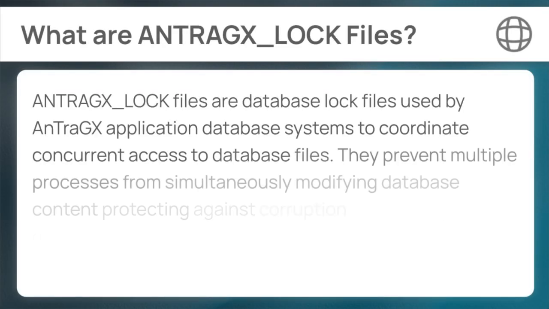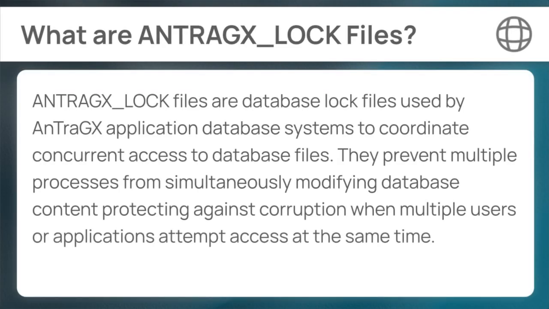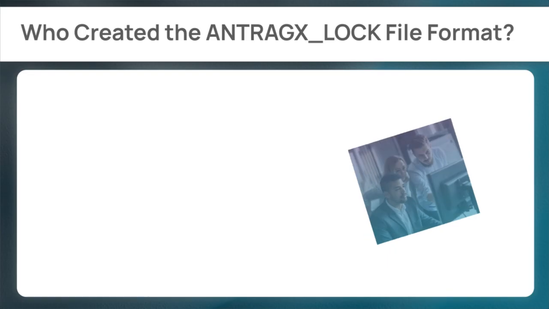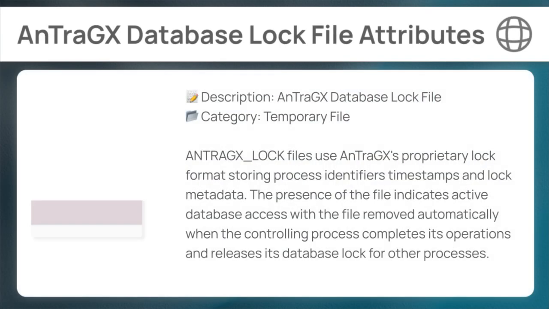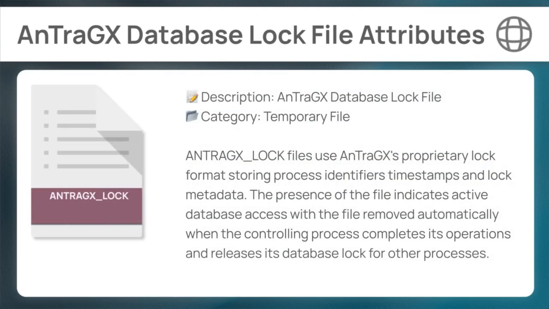AnTraGX lock files are database log files used by AnTraGX application database systems to coordinate concurrent access to database files. They prevent multiple processes from simultaneously modifying database content, protecting against corruption when multiple users or applications attempt access at the same time. AnTraGX lock files use AnTraGX's proprietary lock format, storing process identifiers, timestamps, and lock metadata. The presence of the file indicates active database access, with the file removed automatically when the controlling process completes its operations and releases its database lock for other processes.